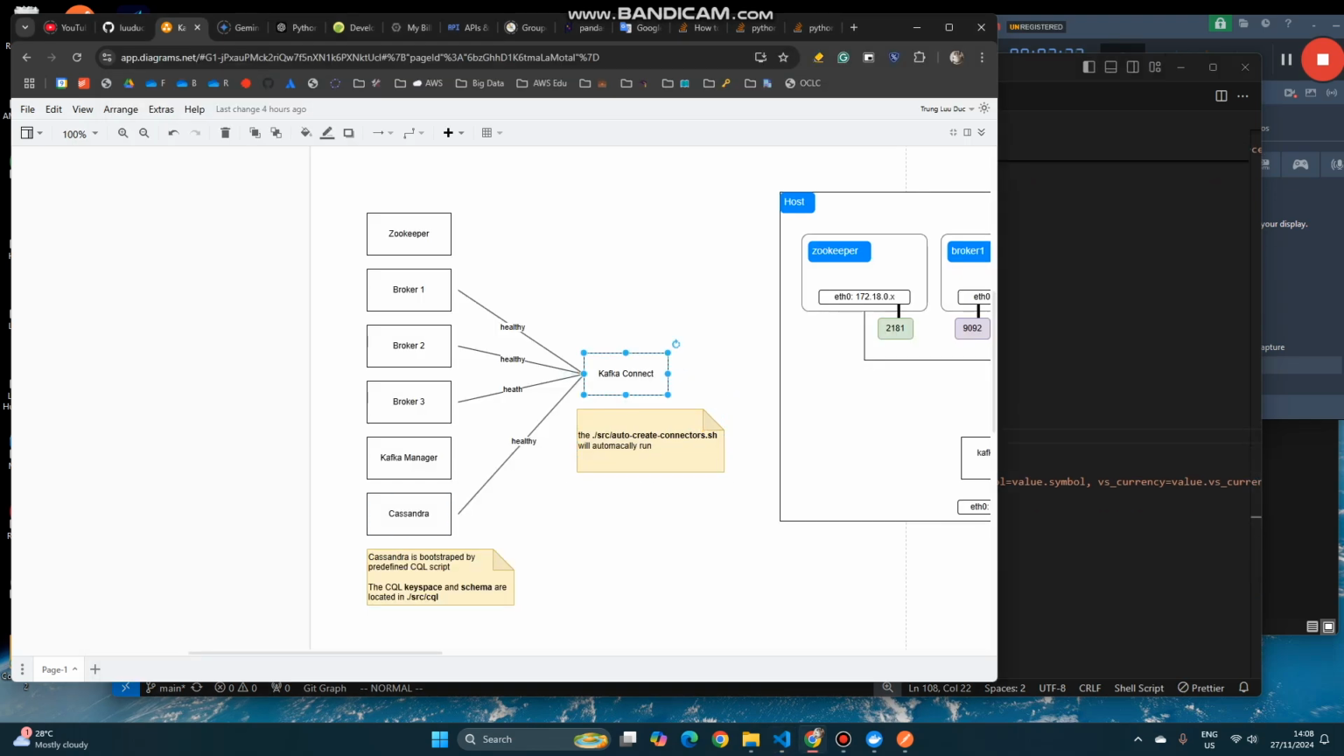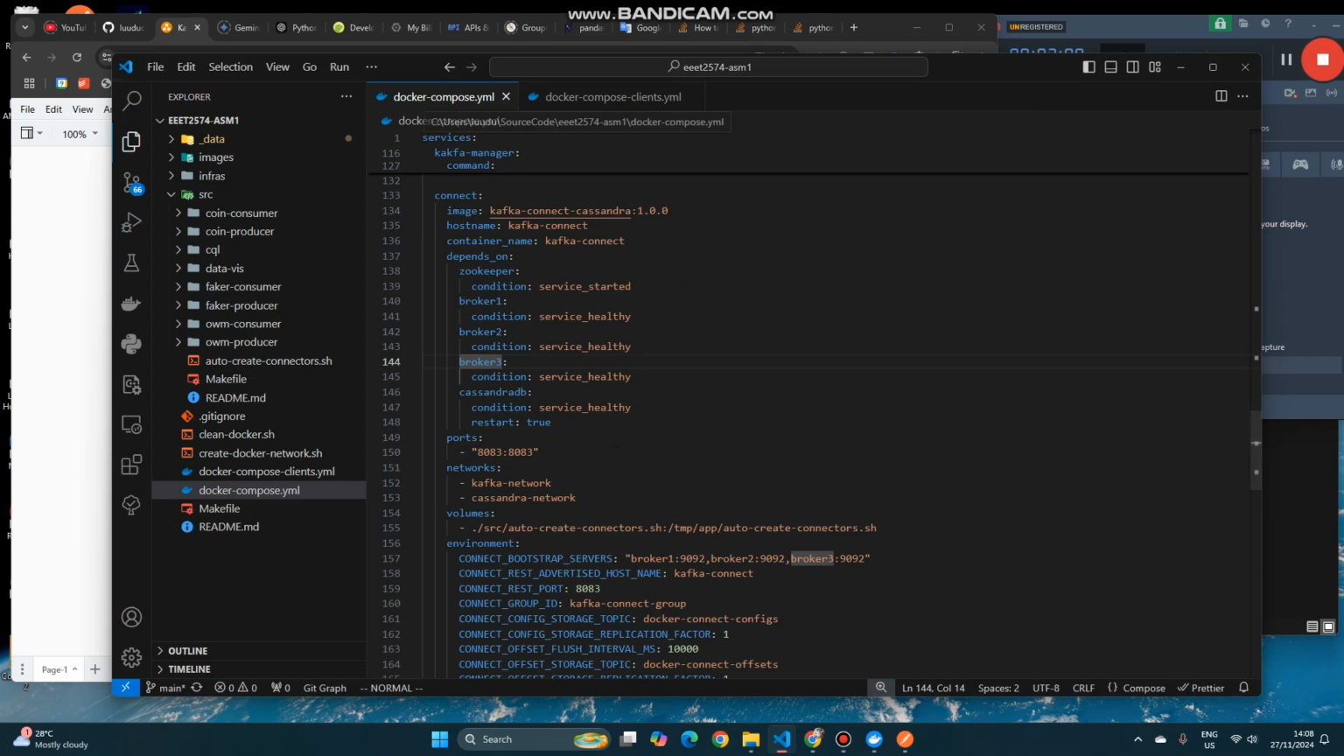Okay, so the Kafka Connect needs to communicate with the broker and the Cassandra. To make sure that the Docker Compose is gonna run smoothly, I will specify that the Kafka Connect depends on those containers and make sure that those containers are healthy before Docker brings up and runs the Kafka Connect. To define that dependency, let's look into the Docker Compose.